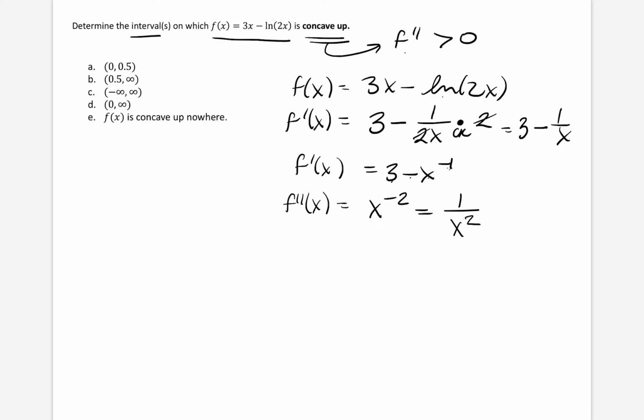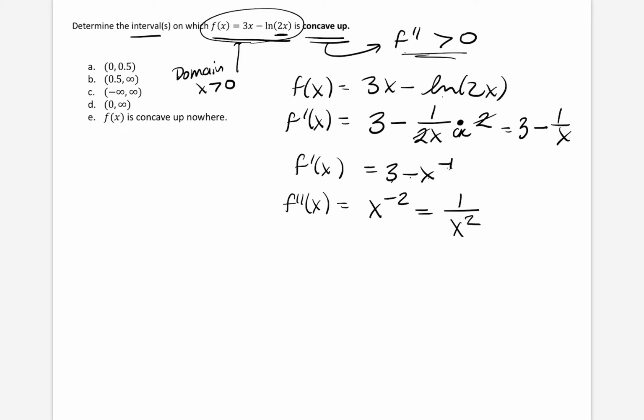Now, we're interested in the values of x that are in the domain of our original function and that make the second derivative positive. What is the domain of this original function f? Well, the natural log can only take positive inputs. So the domain of this original function is x's that are strictly greater than 0.